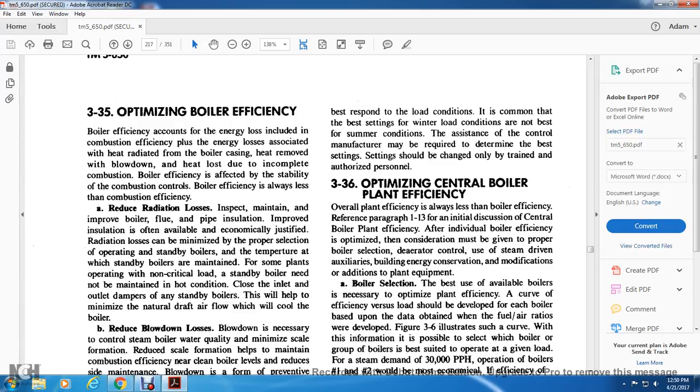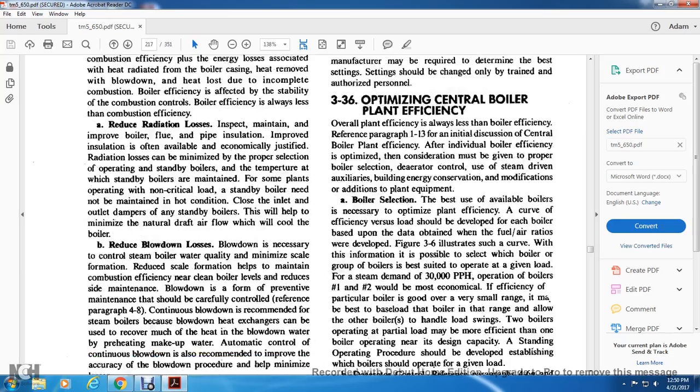Reduce radiation loss. Inspect, maintain, and improve the boiler flue pipe insulation; improved insulation is often available. Where economically justified, radiation loss can be minimized by proper selection of operating and standby boilers. The temperature of the standby boilers is maintained. Some plants with a non-critical load may not maintain standby boilers in hot condition. Close the inlet and outlet dampers to the standby boiler. This will help to minimize natural draft airflow, which would cool the boiler.